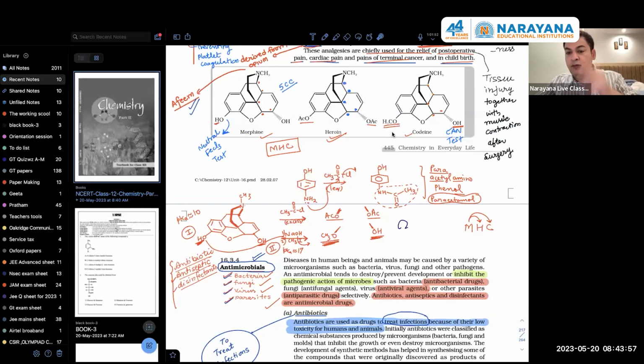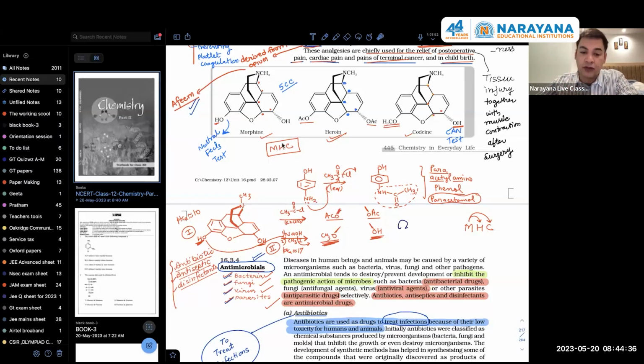More questions I'm telling you. Suppose they ask the number of chiral centers, chiral carbons: 1, 2, 3, 4, 5. In all three cases I am getting 5 chiral centers. Morphine can give the neutral FeCl3 test because of the phenolic OH. Codeine won't give neutral FeCl3 because the phenolic OH is not there; it will give the ceric ammonium nitrate test. Heroin can give neutral FeCl3 as well as ceric ammonium nitrate, both tests.